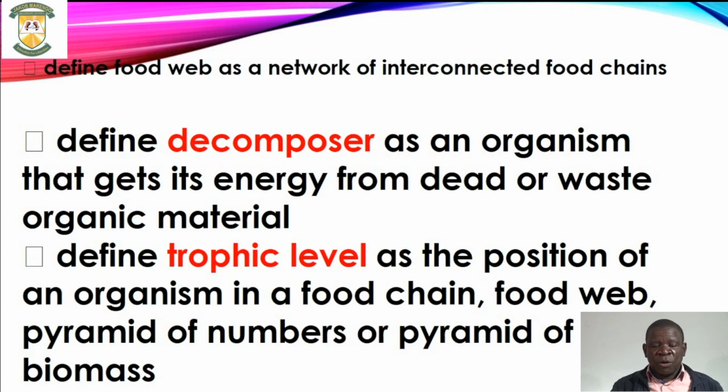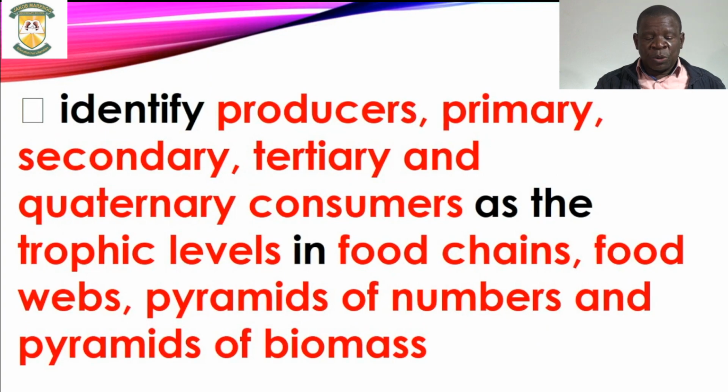All these organisms which we have been discussing, that is the producers, primary consumers, secondary consumers, tertiary or even quaternary consumers, are on different levels of feeding called a trophic level. A trophic level is the position which an organism occupies in a food chain or in a food web. This eventually creates what we would call a pyramid of numbers or a pyramid of biomass.